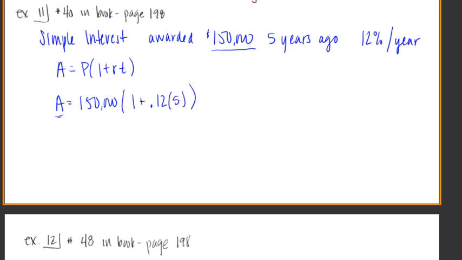Okay, so when we plug this in our calculator, what's going to come out is an amount that is equal to $240,000. So basically a company would have to pay Jennifer $240,000 if it was happening today as opposed to 5 years ago. And there's the answer for that one.